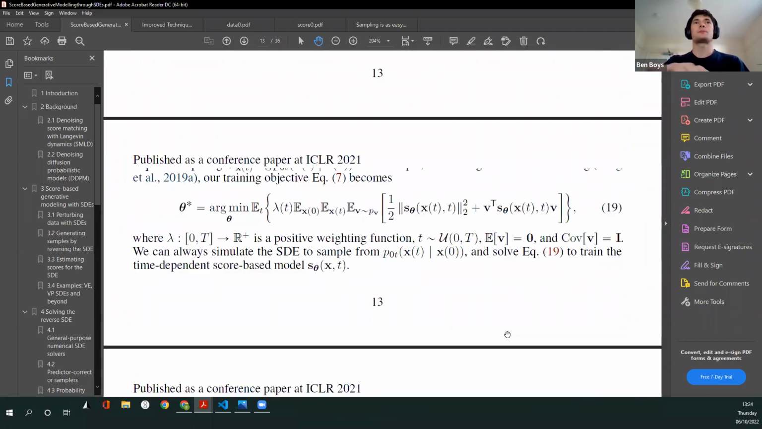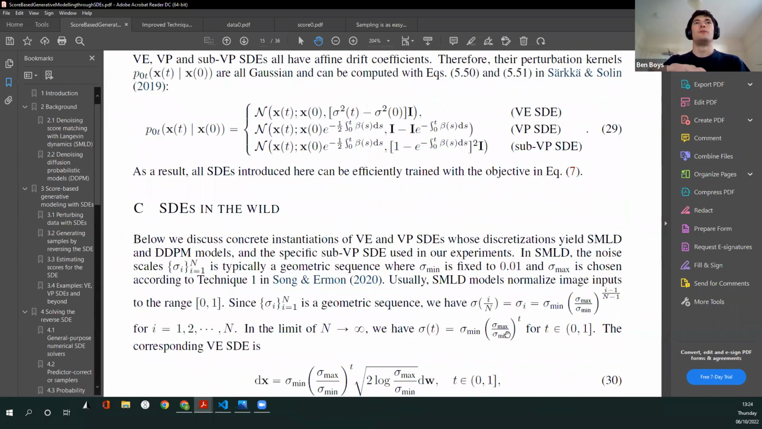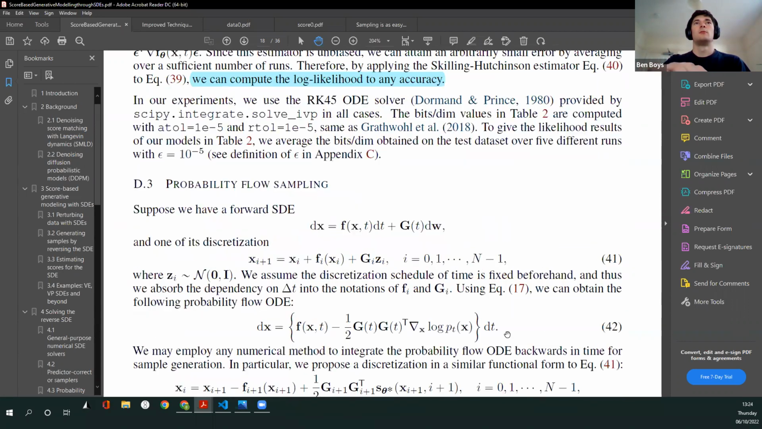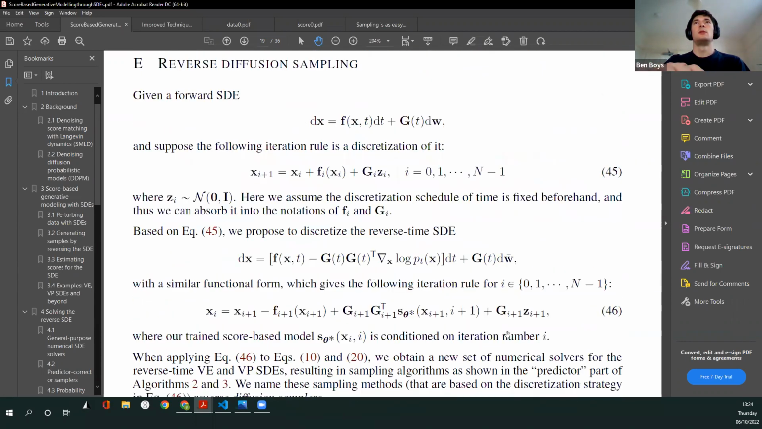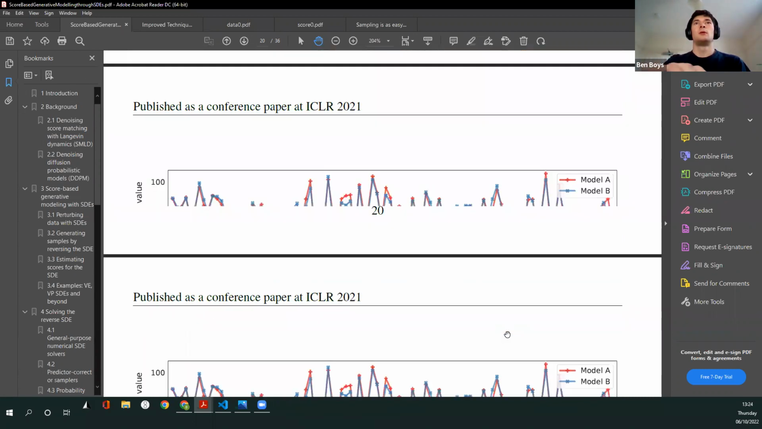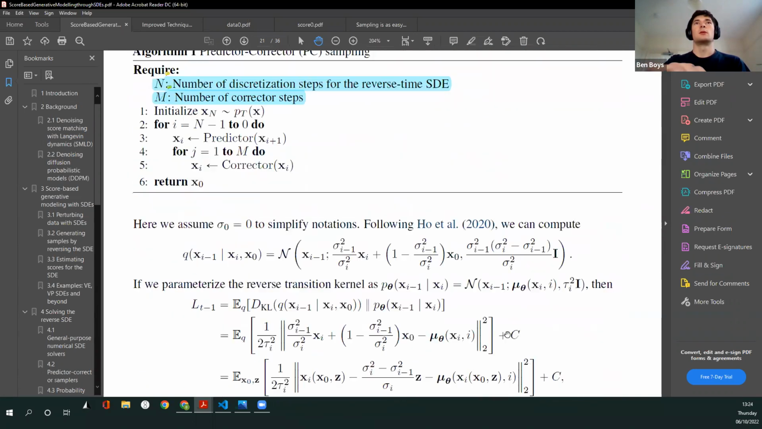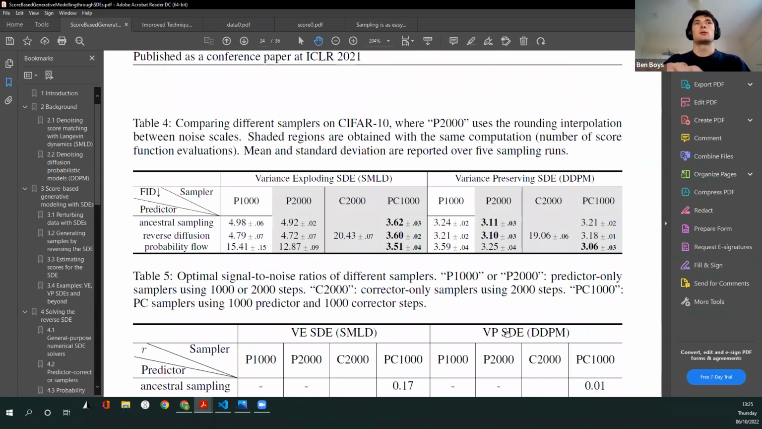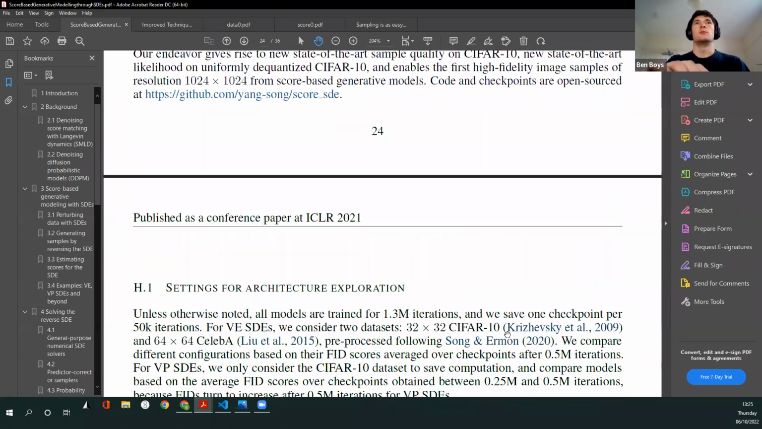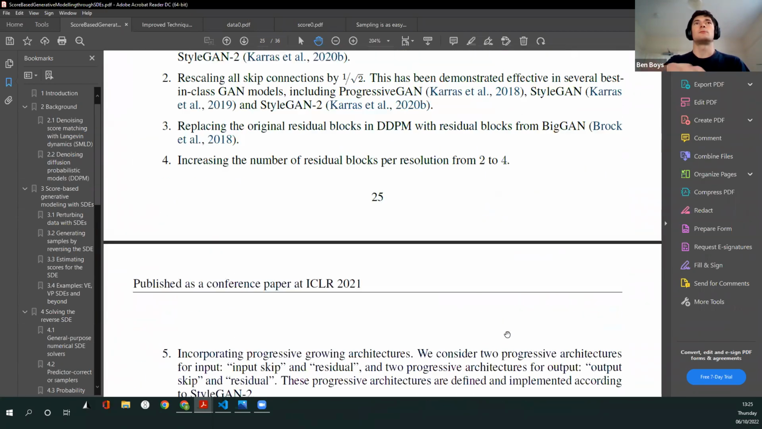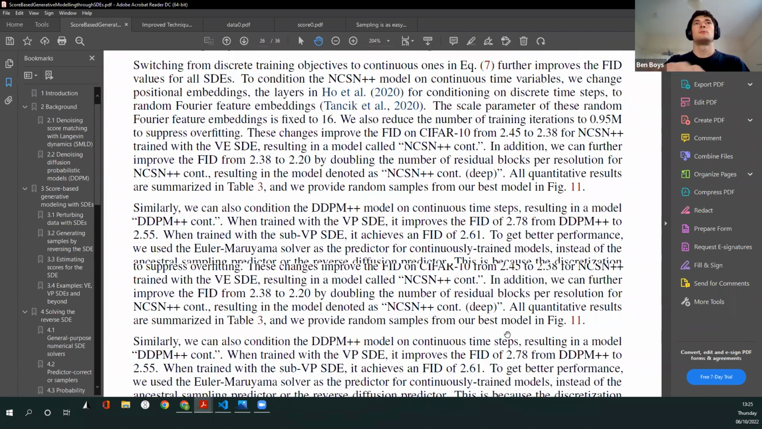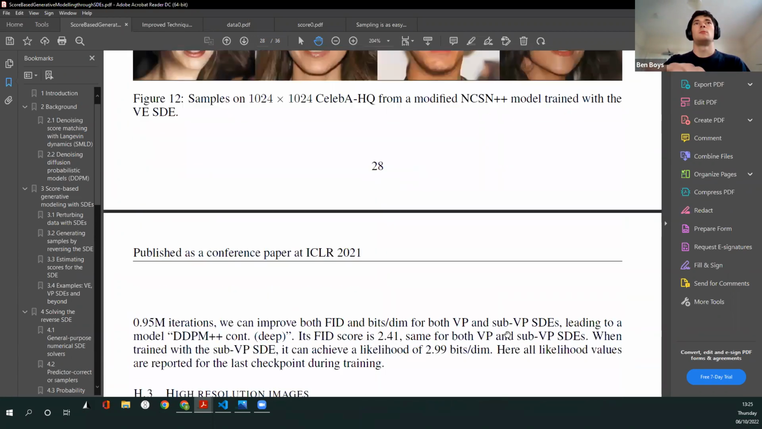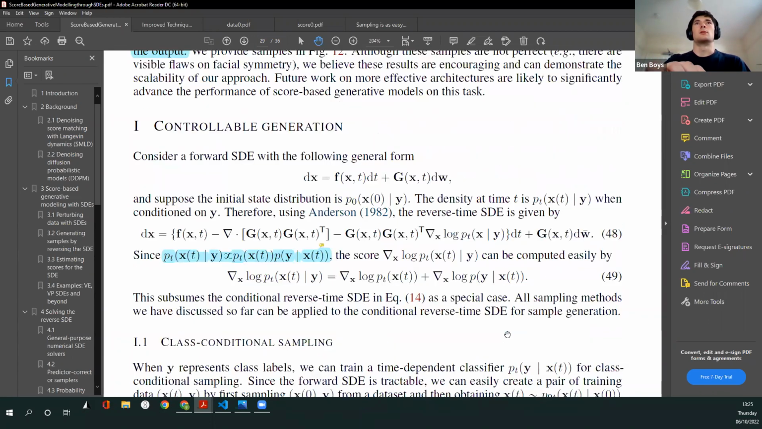So conditional. Predictor-corrector sampling, training, architecture improvements. Conditional generation.